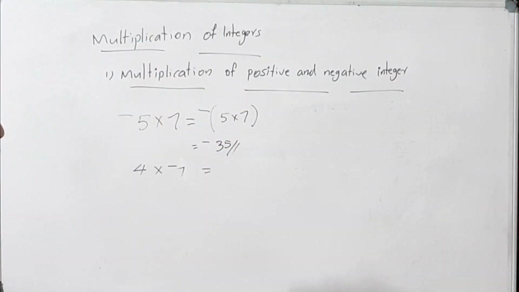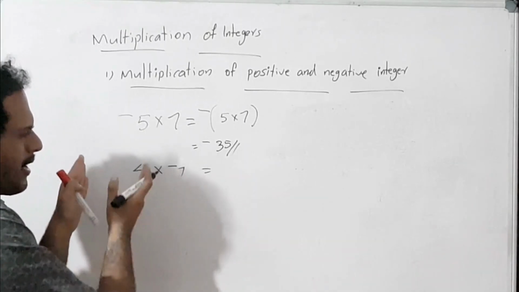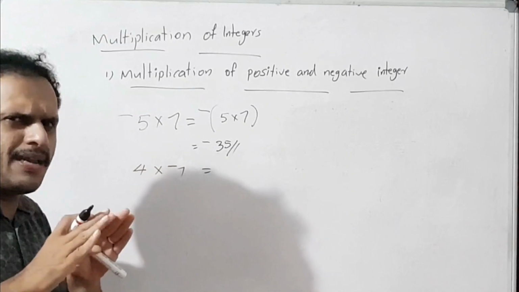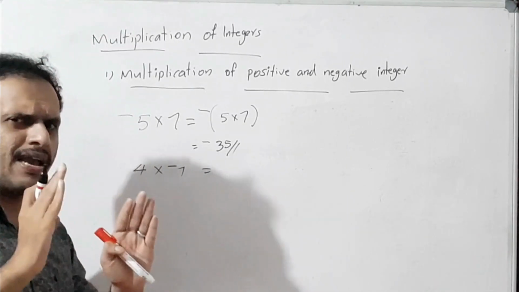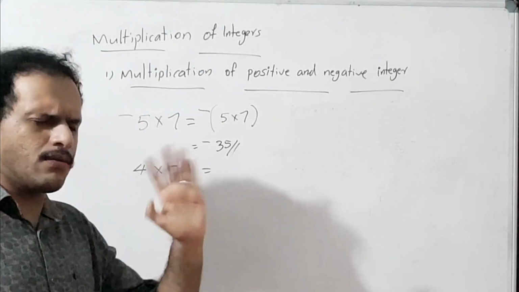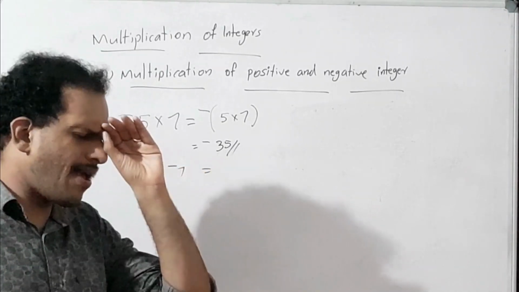4 into minus 7, how do we multiply? We multiply one positive number and one negative number, correct? If you multiply one positive and one negative in any order, the answer is negative. The order does not affect the answer; it is always negative.